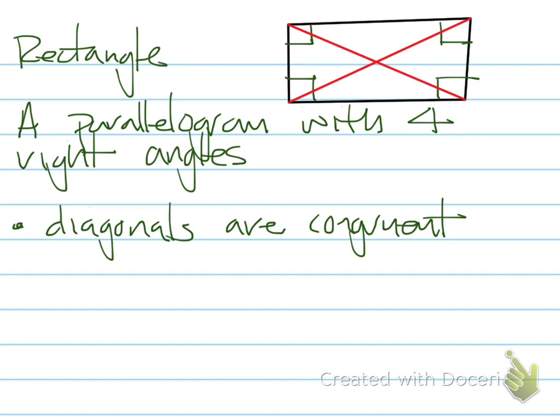A rectangle is a parallelogram with 4 right angles. One of the properties of a rectangle is all the properties of a parallelogram, and also the diagonals are congruent for rectangles.